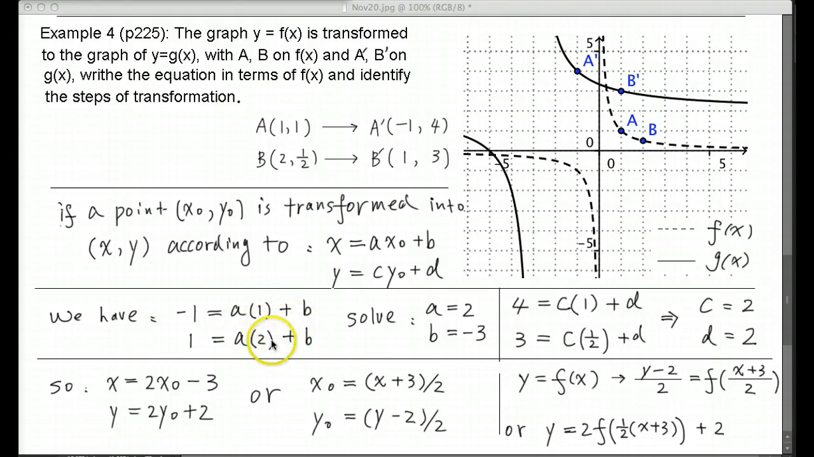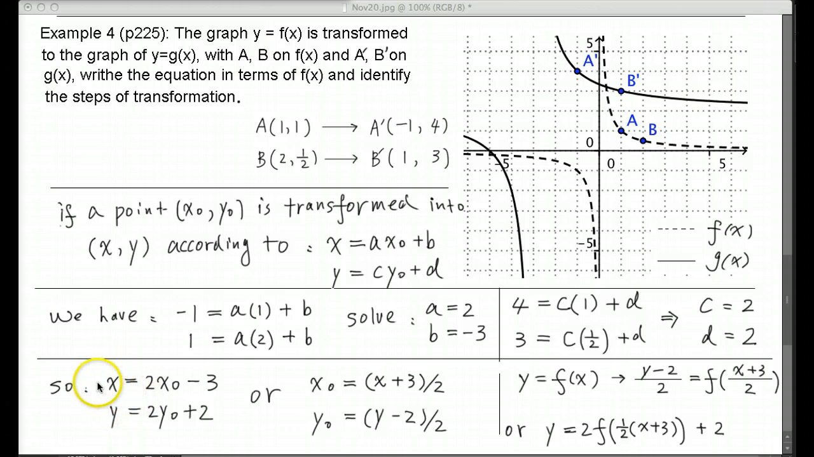You can easily solve these two equations by subtracting them to get A, and then substituting it back to get B. I don't want to go over the details of how to solve this system of equations. The same thing happens to y equals c y0 plus d if you plug in the two y coordinates. This is y0, and this is y, and this is y0, this is y again for the second point. You can form two equations here, and if you solve, you get c equals 2, d equals 2.